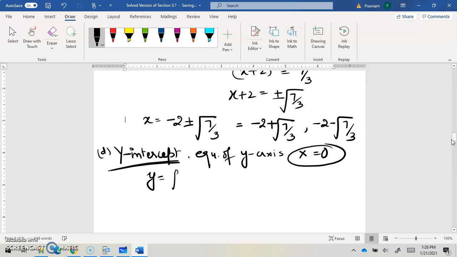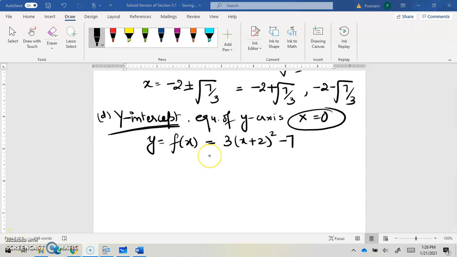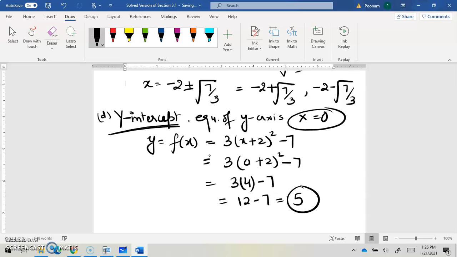y is equal to f of x, which is given as, we converted it into this format. So, all we have to do is plug x equal to 0 in this. So, 3 times (0 plus 2) whole squared minus 7, which is 3 times 4 minus 7, 12 minus 7, which is 5. So, the y-intercept will be at y equal to 5.